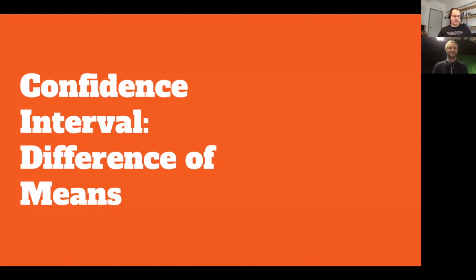So now, instead of measuring one value of the population or sample that you gather and trying to estimate that unknown value from the population, this time what you're trying to estimate is the difference between the two, let's say the true difference between two means of two different populations.